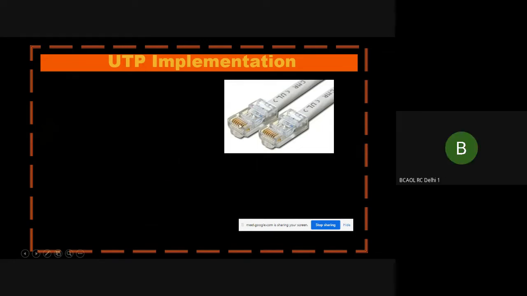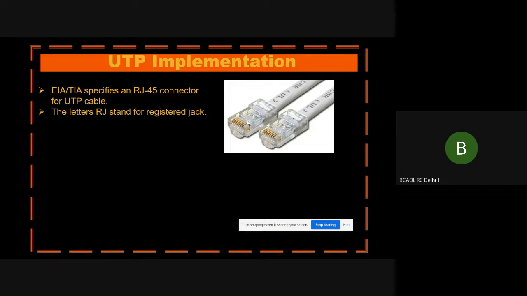This connector will be put inside this, right? So EIA or TIA specifies an RJ45 connector for UTP cable. So this is your RJ45 connector. The letters RJ stand for registered jack. What is RJ? Registered jack.